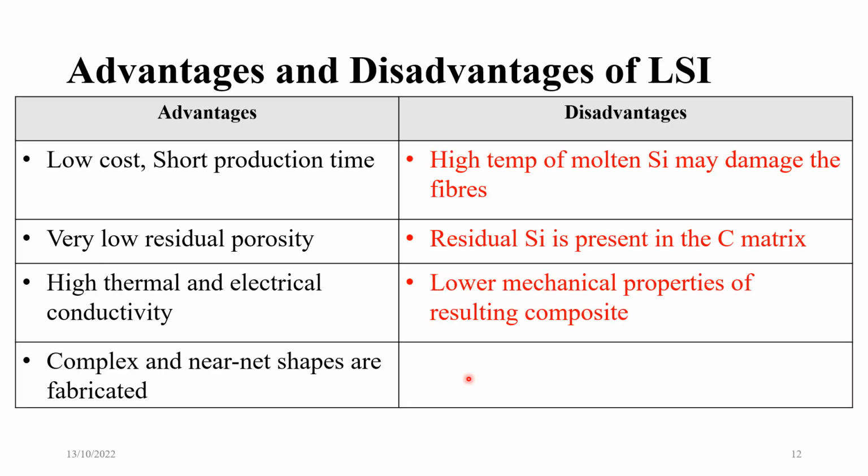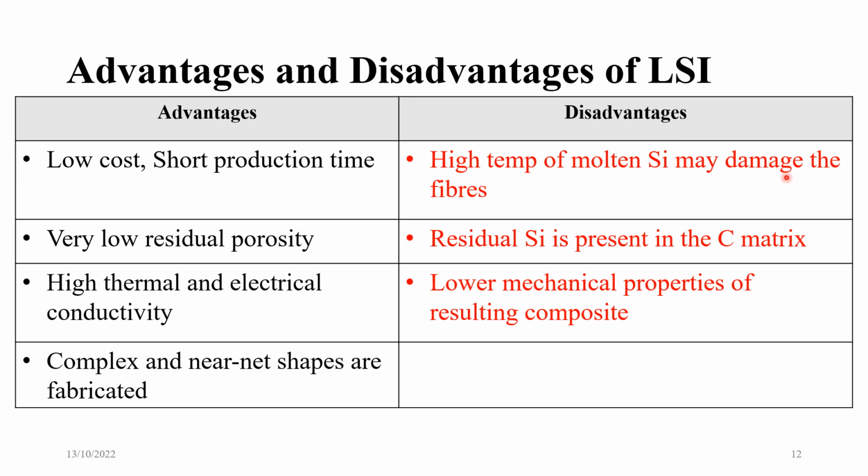So what are the advantages and disadvantages? Advantages of liquid silicon infiltration: low cost, short production time, very low residual porosity, high thermal and electrical conductivity, and complex and near net shapes can be fabricated.